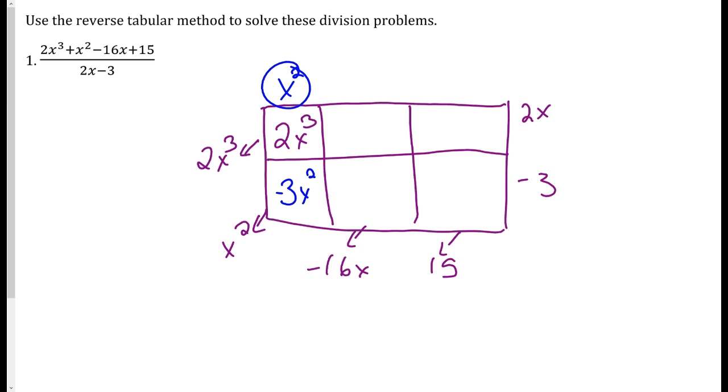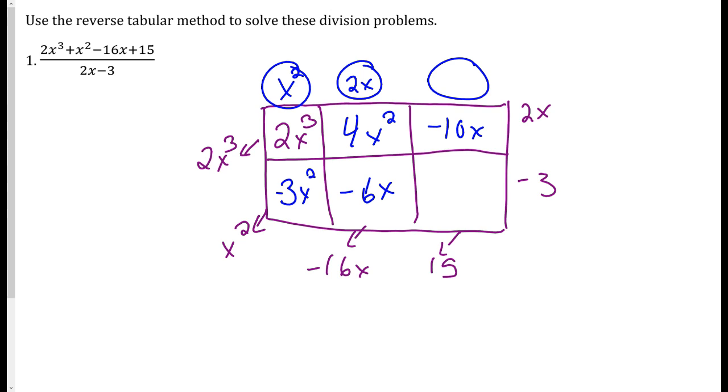So now we move over and say, what plus negative 3x squared gives me x squared? 4x squared does. 4x squared minus 3x squared gives me x squared. What times 2x gives me 4x squared? 2x does. 2x times negative 3 is negative 6x. What plus negative 6x gives me negative 16x? Well, negative 10x does. Now we say, what times 2x gives me negative 10x?